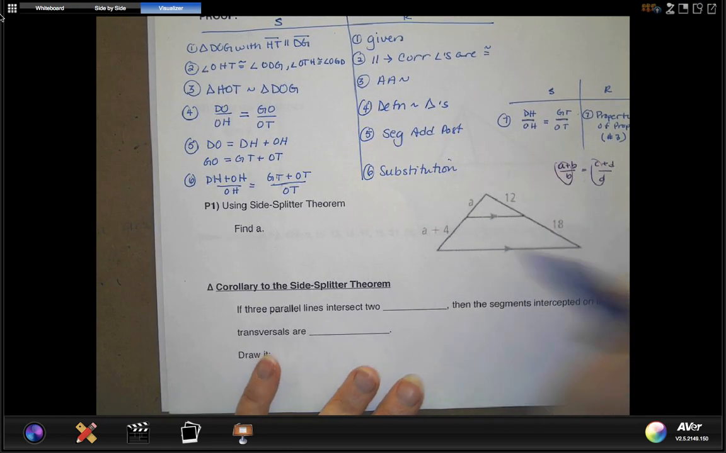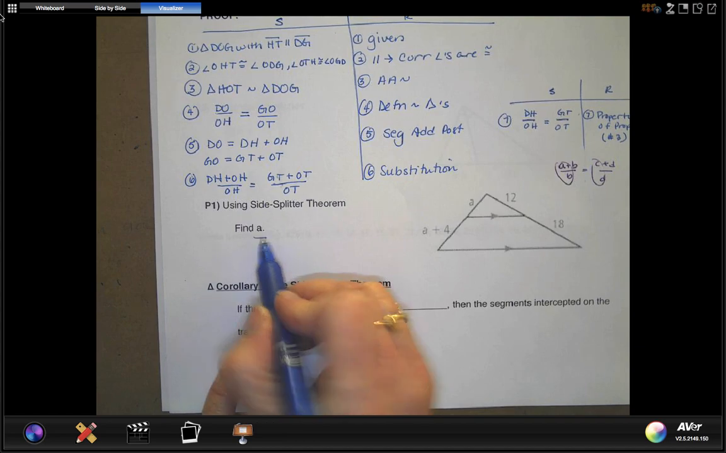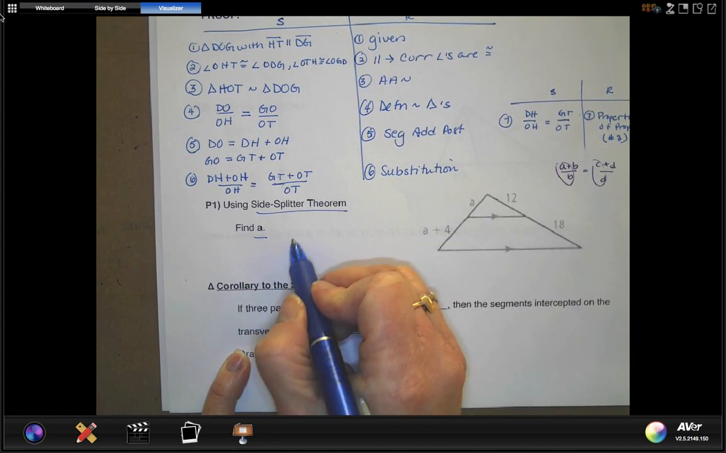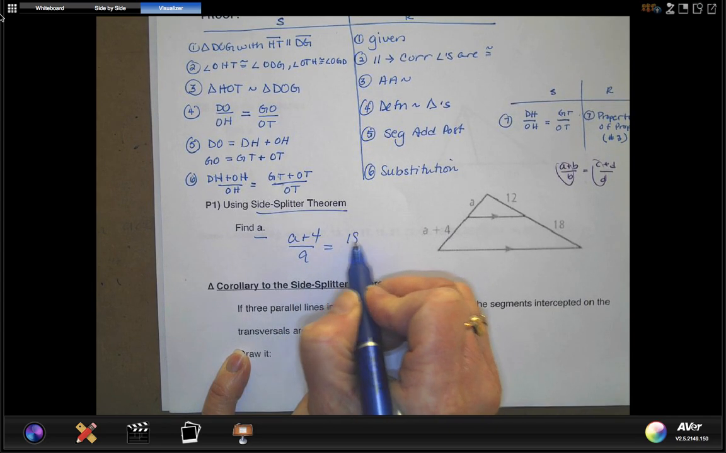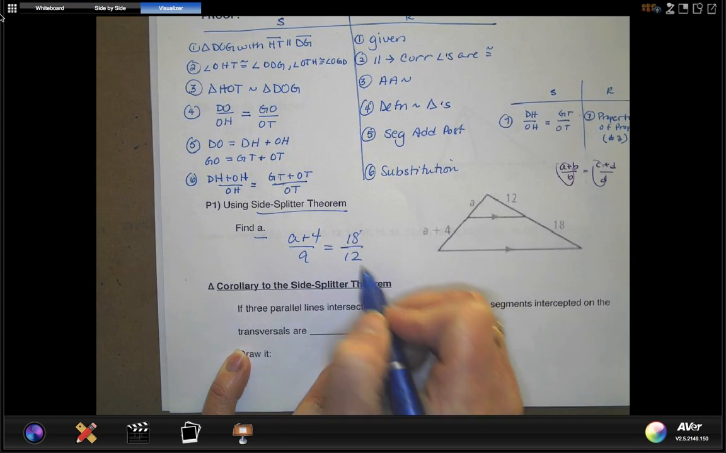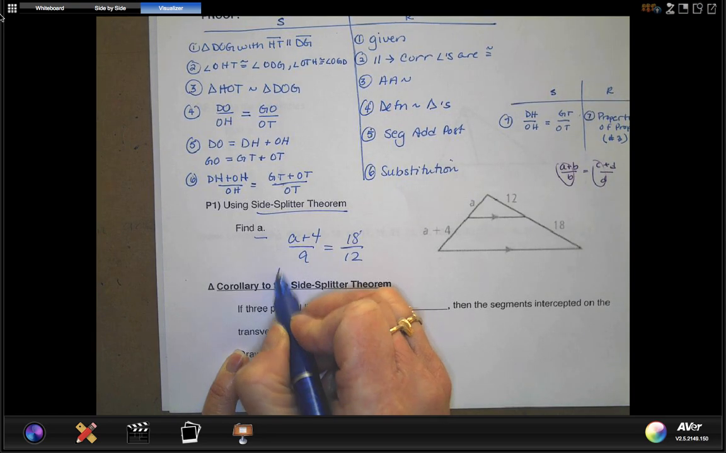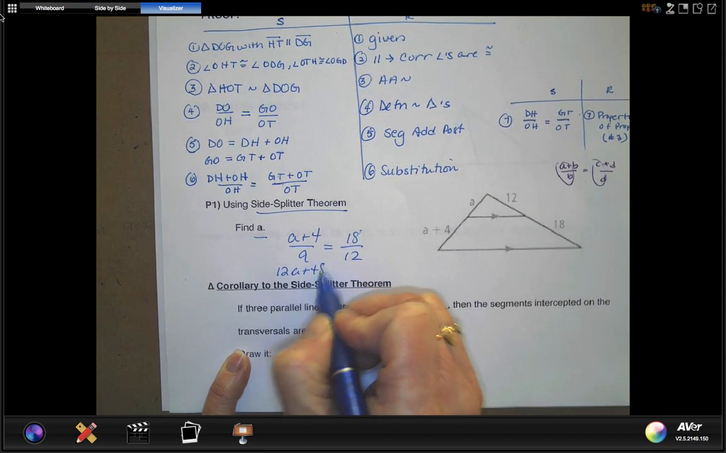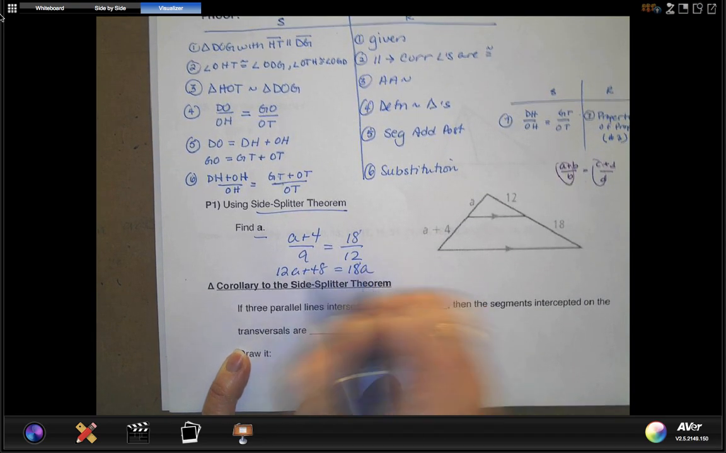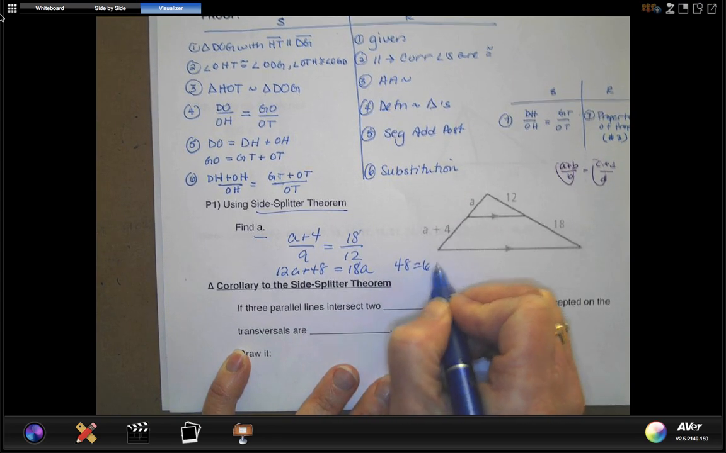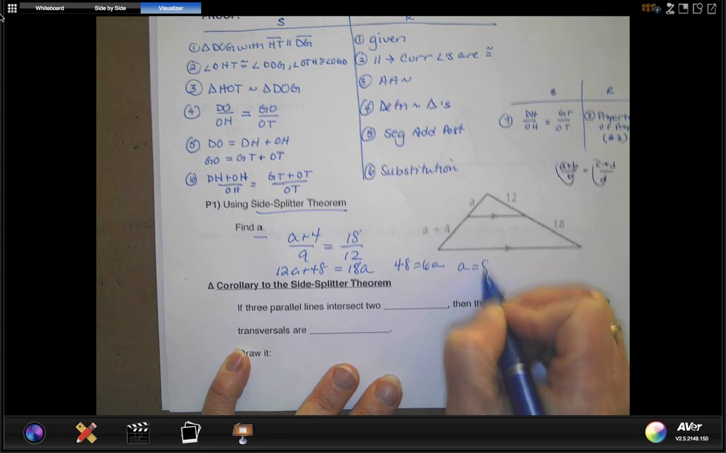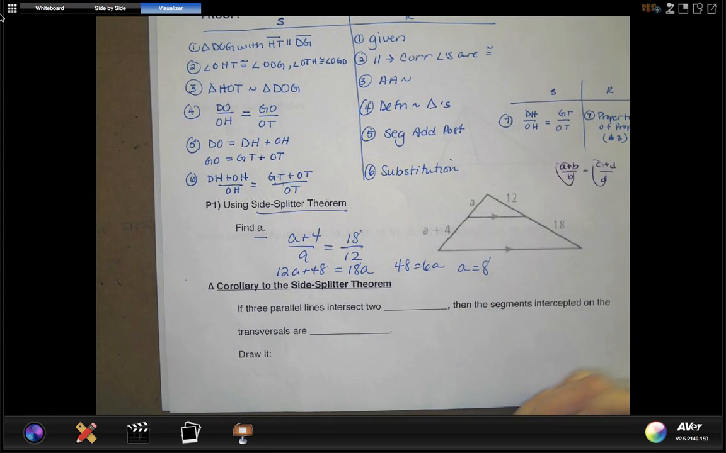So instead of me worrying about the two big triangles that are similar, like in this problem, I can just use this side splitter theorem and say that A plus 4 over A is equal to 18 over 12. And I can cross multiply, so I get 12A plus 48 is equal to 18A. Subtract 12A from both sides, so then I have 48 is equal to 6A. Divide both sides by 6, A is equal to 8. Okay? So it just makes it a little bit easier.